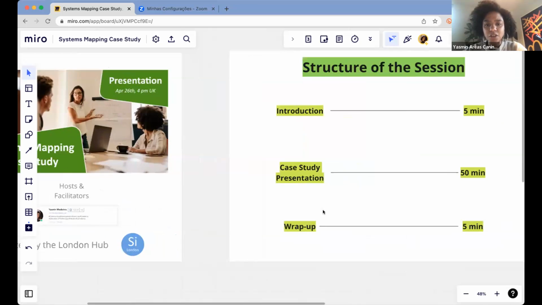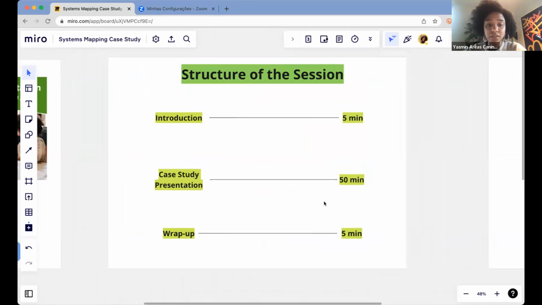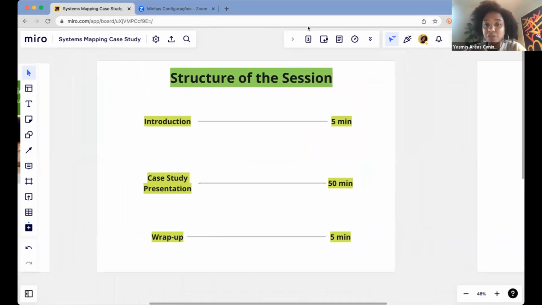So just a quick structure of the session today. We're going to have this introduction for just 5 minutes, introducing our guest speaker today as well. Then we're going to have the majority of the time for Rebecca to share her examples, her case studies that she kindly prepared for us today. And then in the end, we're going to have a quick wrap up and the next steps on how to continue following this learning series with the SI London Hub.